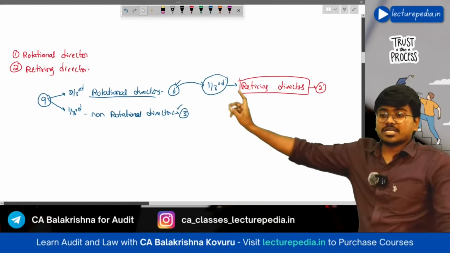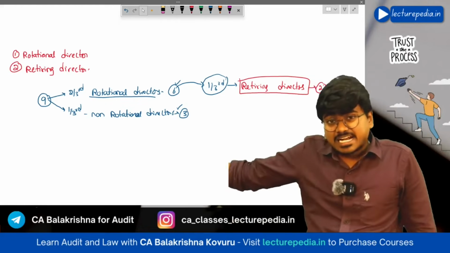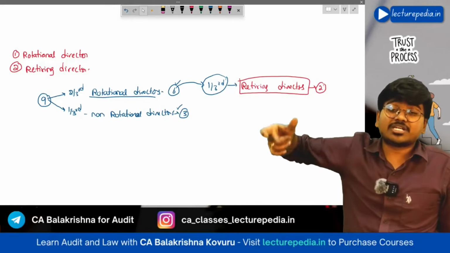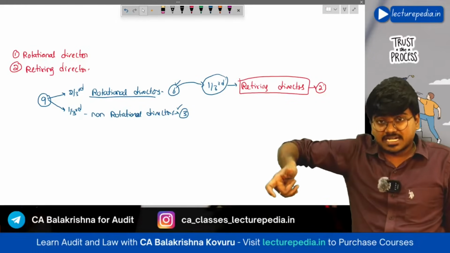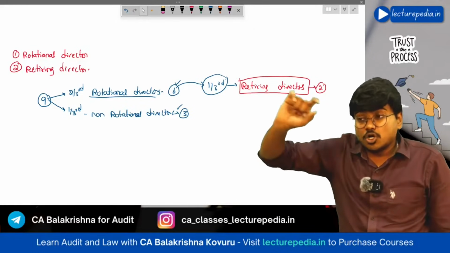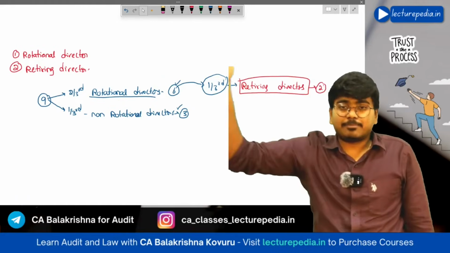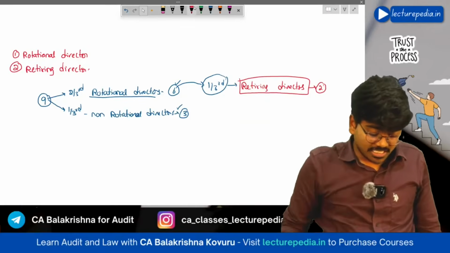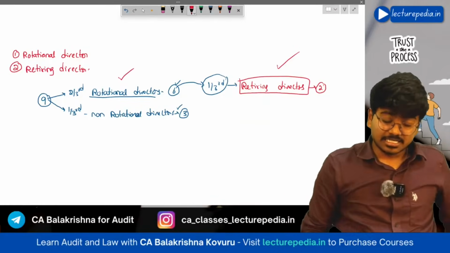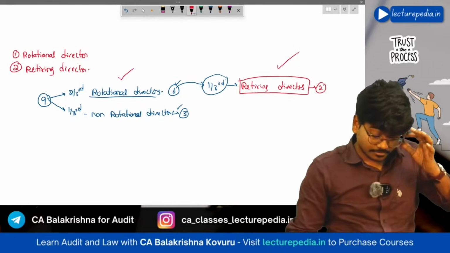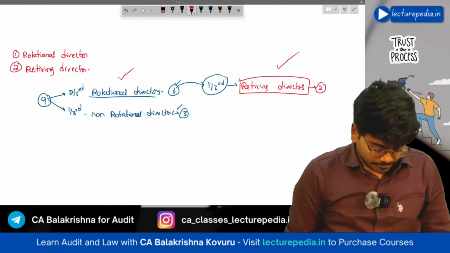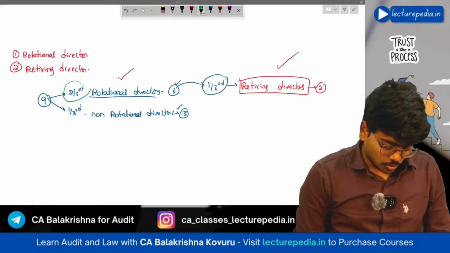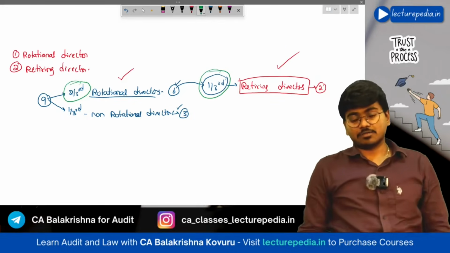If you see, the total number of directors is 9. Of these 9 directors, 2/3, that means 6 directors, must be rotational directors. Of these 6 rotational directors, 1/3, that means 2 directors, will retire at the upcoming annual general meeting. That is, 2 directors will be retiring directors. This is the difference between rotational directors and retiring directors. And these are the limits specified by the Act: 2/3 and 1/3.